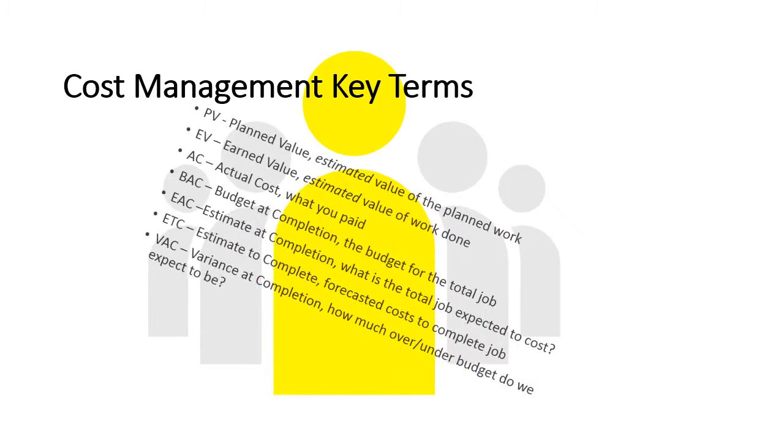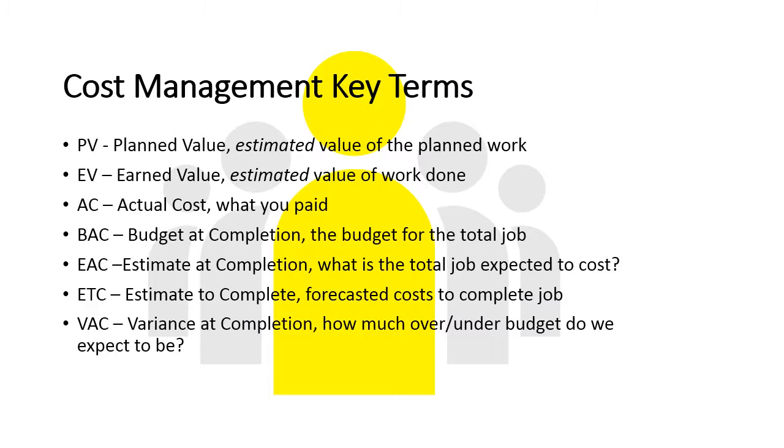Cost management key terms: PV, or planned value, is the estimated value of the planned work; EV, or earned value, is the estimated value of work done; AC, or actual cost, is what you pay; BAC, or budget at completion, is the budget for the total job; EAC, estimate at completion, is what the total job is expected to cost; ETC, or estimate to complete, is the forecast cost to complete the job; VAC, variance at completion, is how much over or under budget we expect to be.